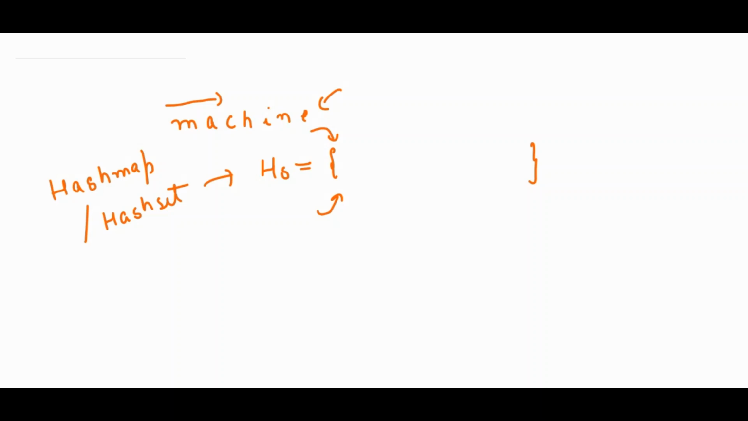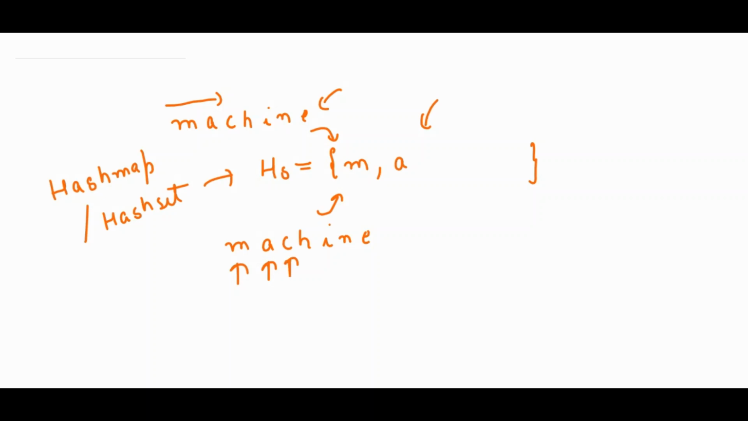So let's start traversing and we will keep putting the elements in the hash set. So let's say I have machine. I am writing it here again. I will start from M. I will see if the hash set contains M or not. It doesn't contain M, so I will put M in it. Then I will come to A. I will see if the hash set contains A or not. No, it doesn't contain A, so I will put A in it.